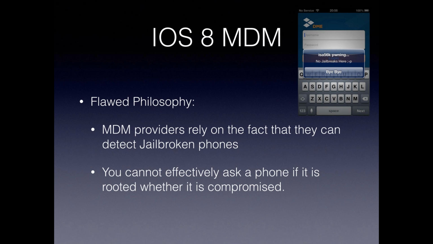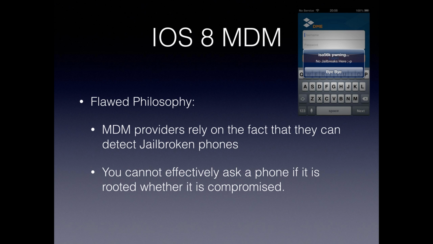This kind of leads us into the section about MDM. In this section, we discuss MDM for work briefly and hopefully leave you some food for thought. The entire idea of detecting jailbroken phones using MDM software is strictly a cat and mouse game. The jailbroken phone will always be one step ahead since they control the entire device and can tell the MDM software and the MDM server anything it wants to hear. You cannot effectively ask the phone if it's already rooted whether it's compromised or not. The device is already not trusted.